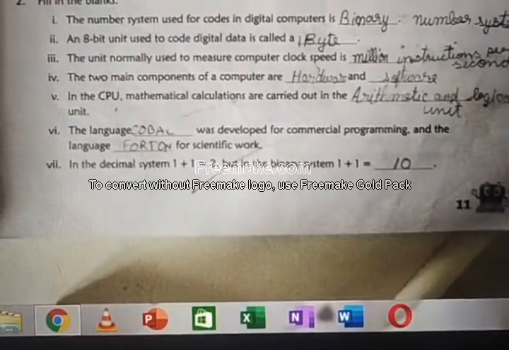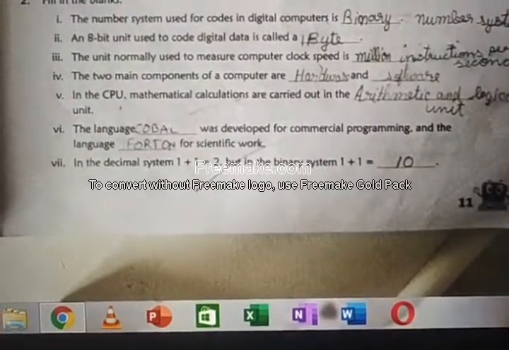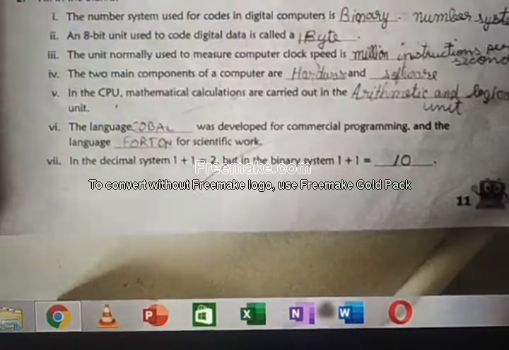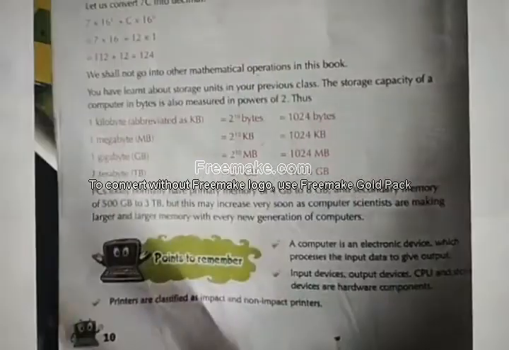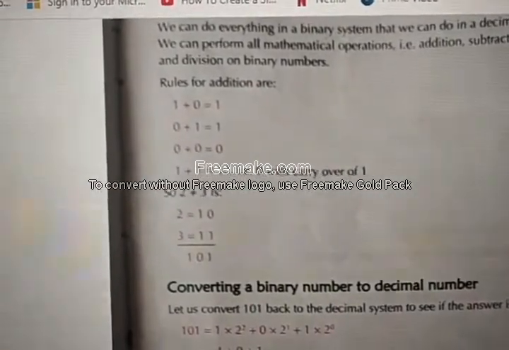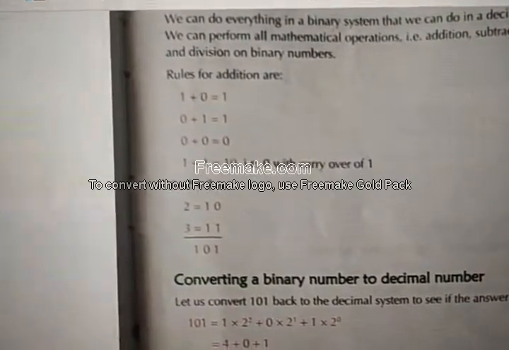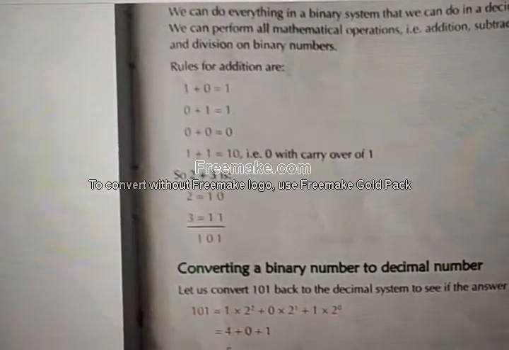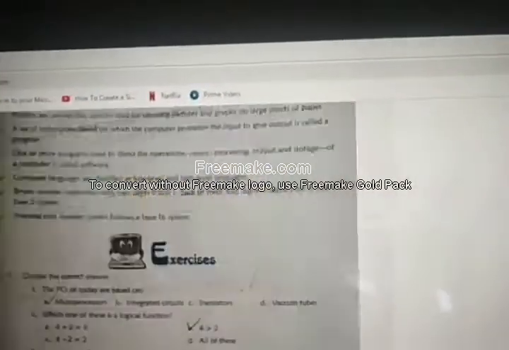Okay, in the decimal number system, 1 plus 1 is equal to 2, but in the binary number system, 1 plus 1 is equal to 10. These are the rules of the binary number system. See this one, this is the rule for addition. 1 plus 0 is equal to 1, 0 plus 1 is equal to 1, 0 plus 0 is equal to 0, 1 plus 1 is equal to 10. You should not say ten, it is one zero, because it is binary. Okay, that's it.